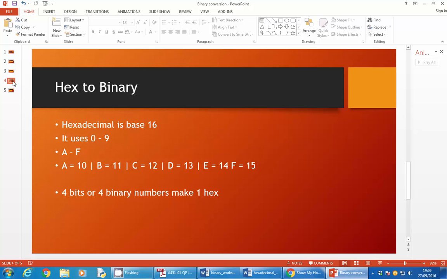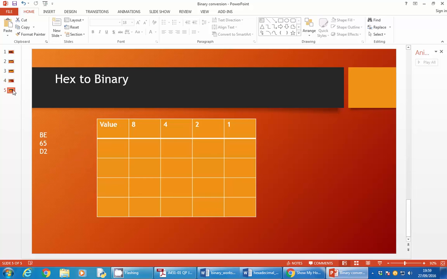Why do computers use hex? Well, you can represent large numbers. 4 bits, 1 hex can represent 4 binary bits. And also, it's easy for us as humans to exchange the numbers, and it's easy for us to remember, especially if it's using things like letters. So in order for us to convert hex into binary, we've got to make 4 bits. Remember, 1 hex is equivalent to 4 bits, so we do 8, 4, 2, 1.